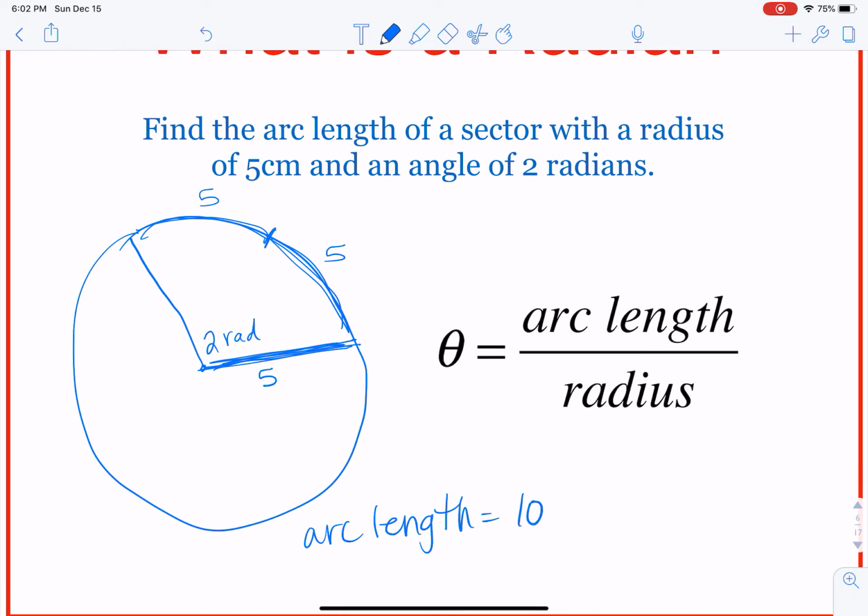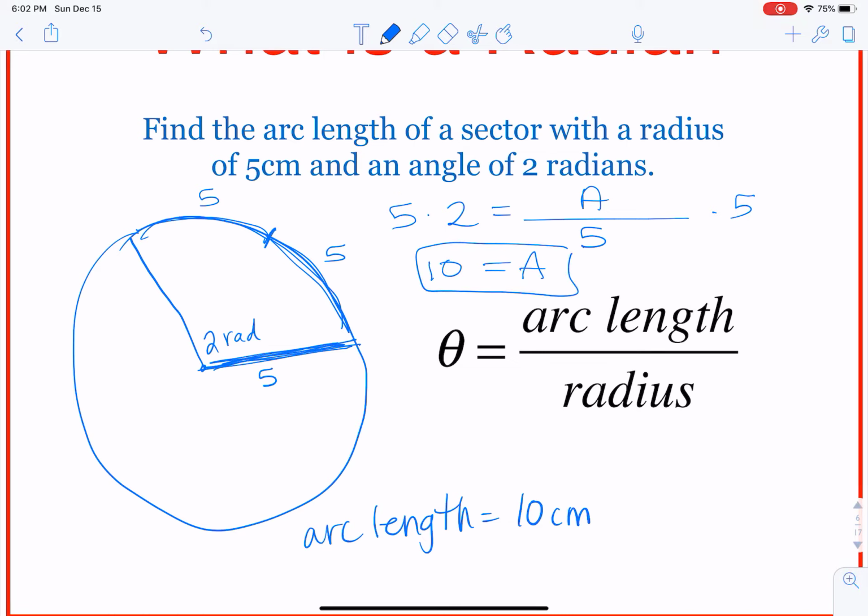would be 10 centimeters. Or I can say that 2, which is my radian measure, is equal to the arc length, I could call that A, divided by the radius, which is 5. And to get A alone, we can multiply both sides by 5 and get that 10 is equal to the arc length, just like we did down here.